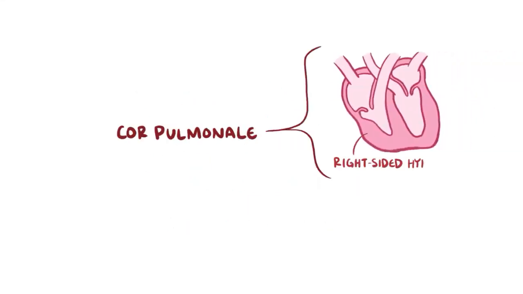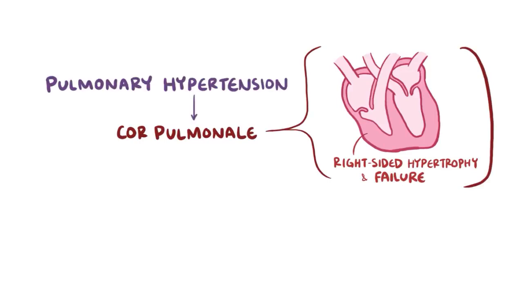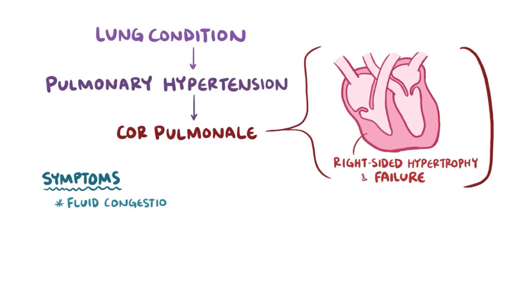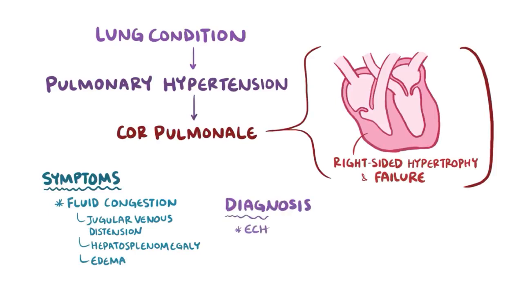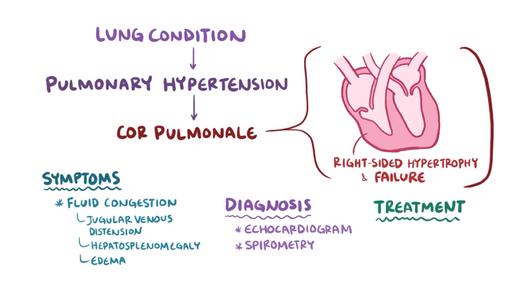Alright, as a quick recap, cor pulmonale is right heart hypertrophy, dysfunction, or failure, caused by pulmonary hypertension from a lung condition. This results in systemic fluid congestion, leading to jugular venous distension, hepatosplenomegaly, and edema. After diagnosis with echocardiography and potentially follow-up tests like spirometry, treatment includes addressing the underlying lung condition and administering supplemental oxygen as well as medication.